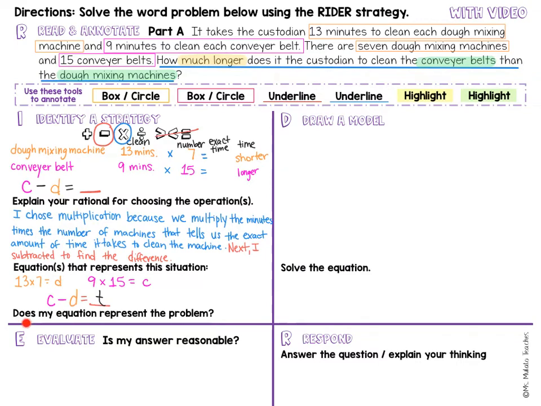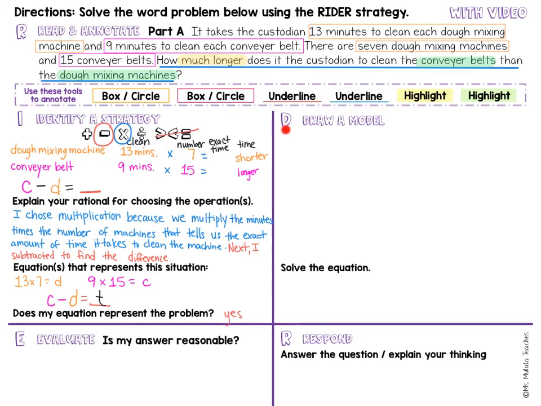Good. So does my equation represent the problem? First, we had to multiply the minutes times the number of machines, then the minutes times the number of conveyor belts, and then we took the number of conveyor belts, which is larger, because the conveyor belts took longer to clean, and we subtracted the shorter amount of time that it took to clean the dough mixing machines, and that would help us find the difference. So yes, my equation does represent the problem.